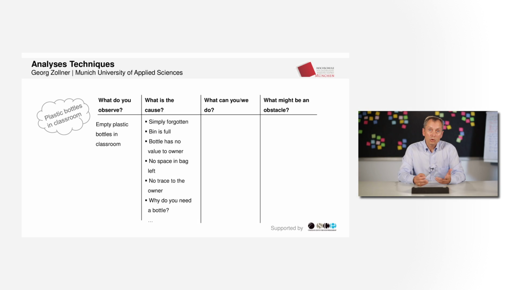So what can you do? What can we do? One thing might be you simply put a sign into the classroom: please take all your belongings back home. You could also, for example, train the teachers, so that before they leave the classroom, they remind the students, please take all your belongings back to your home.